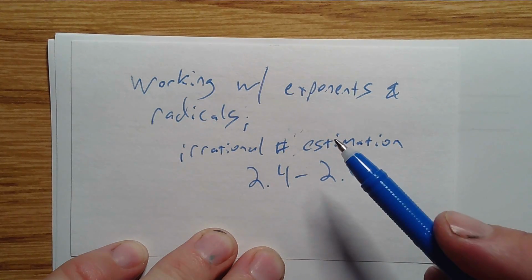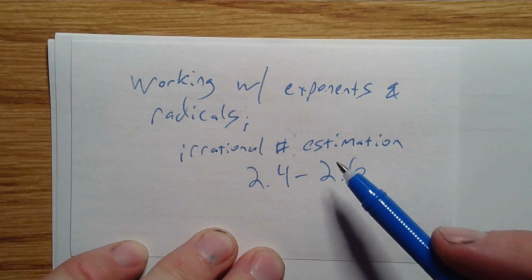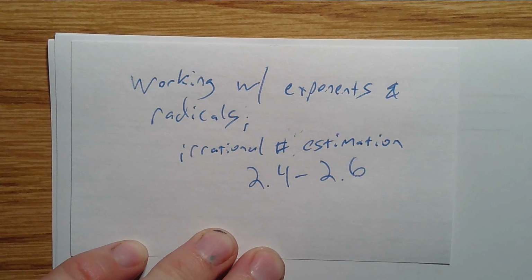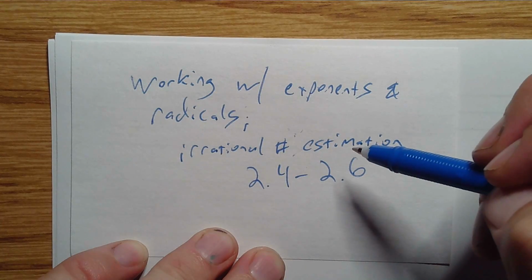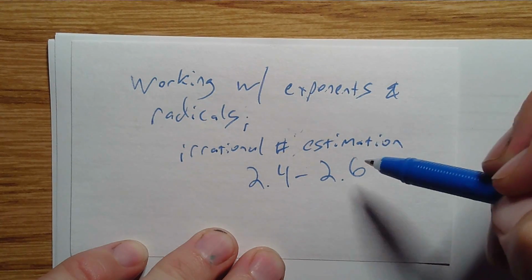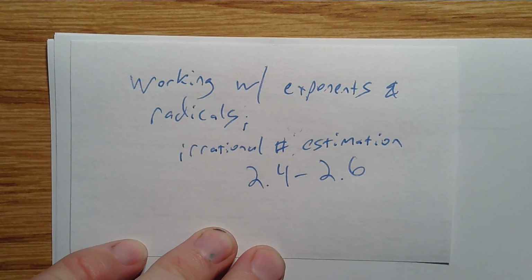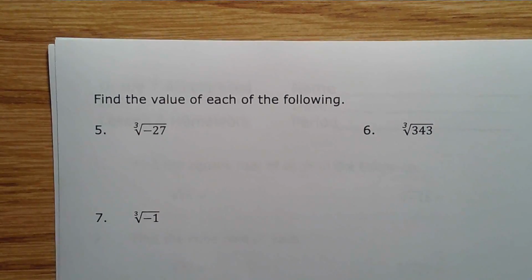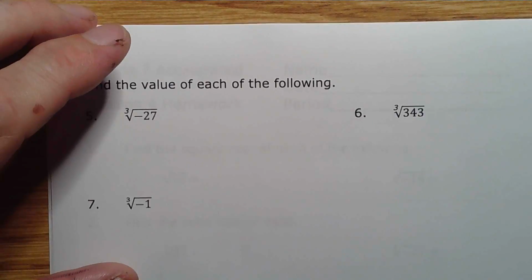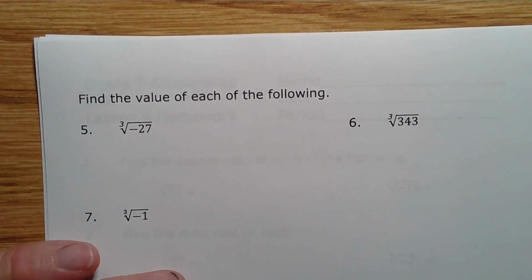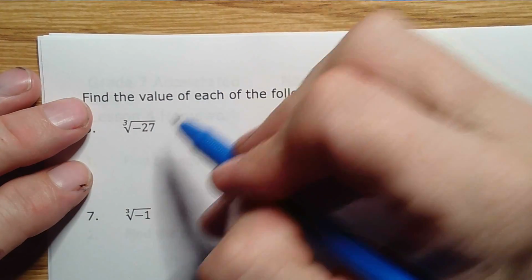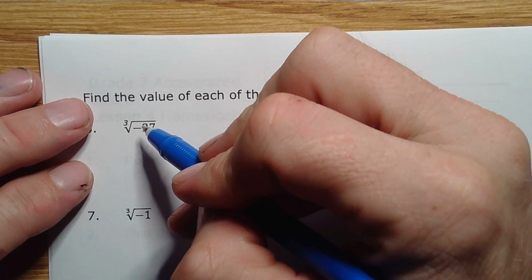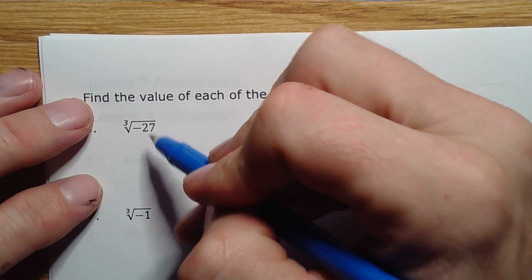Okay, so the rest of the unit is just really working with exponents and radicals at a basic level, and estimating some irrational numbers. So we're going to get right down to it with some examples. We're going to find the value of some of the following expressions. And we talked about, hey, wait a minute, you have a negative sign inside of a radical. That's not a thing. But it is.